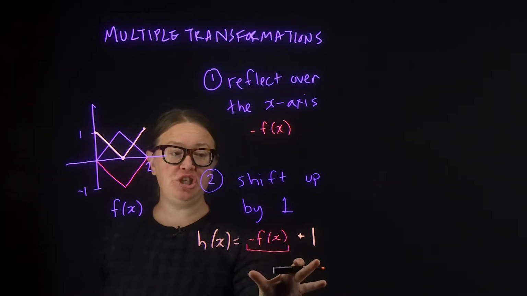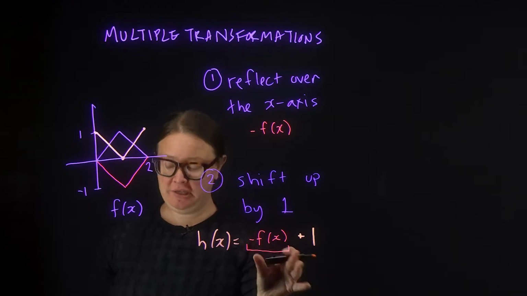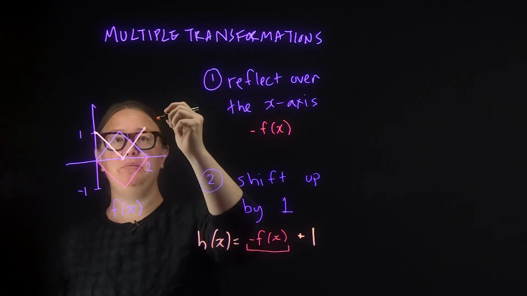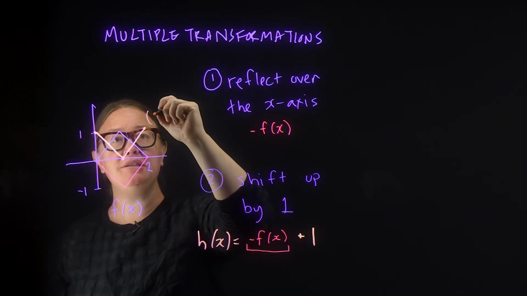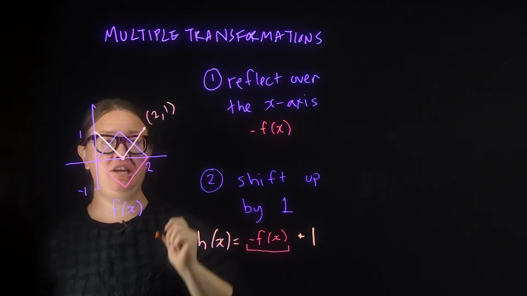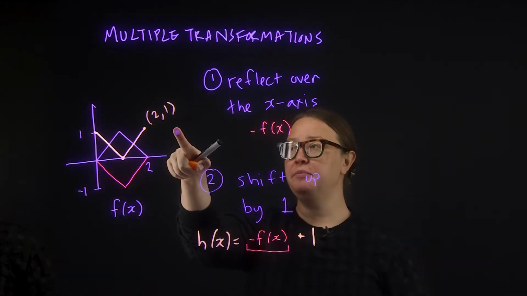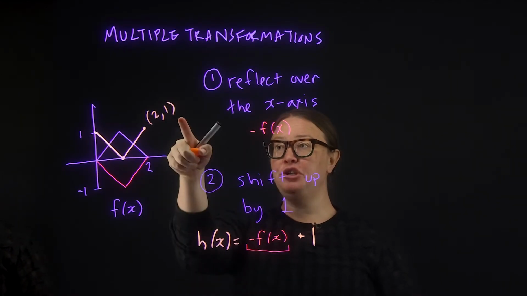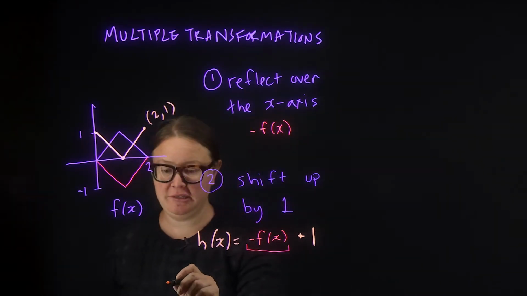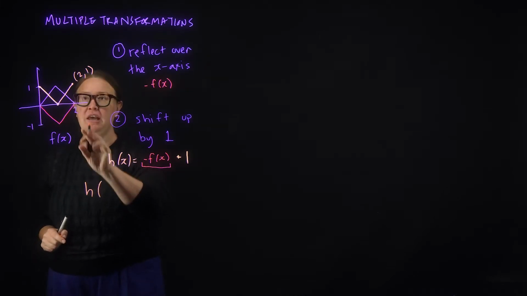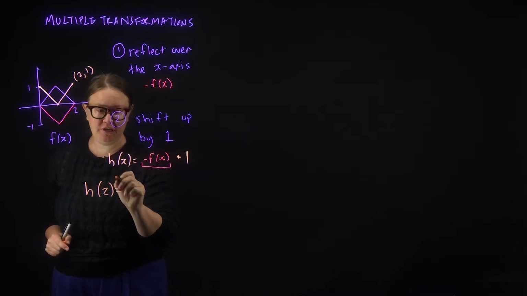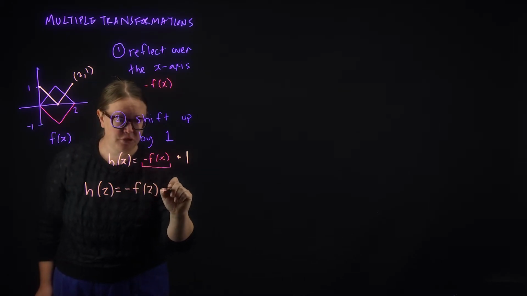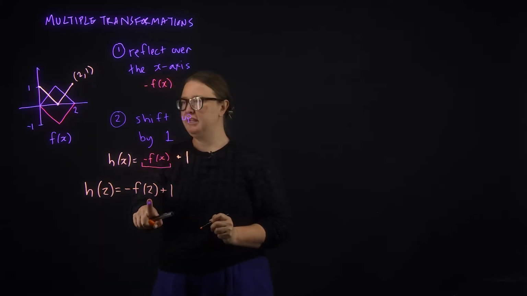Let's use a point to check and see if this final formula is correct. So I know, from graphically doing these transformations, that a point on h of x should be the point (2, 1). So what that means is when I plug 2 into h of x, the output should be 1. So let's check and make sure that's the case. So I'm going to check by plugging in h of 2. Now h of 2 is defined to be negative f of 2 plus 1. Let's see, what is f of 2?